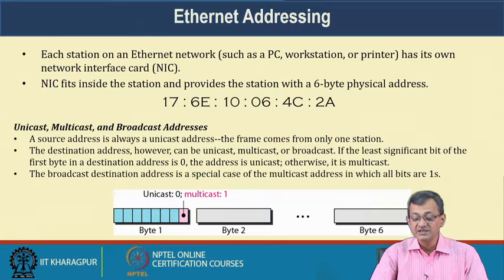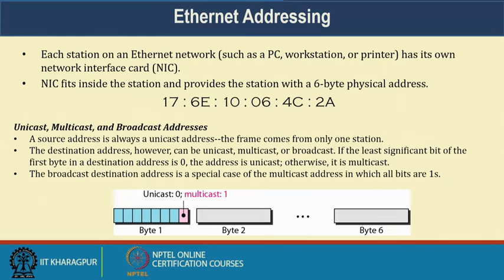If the least significant bit of the first byte in the destination is 0, the address is unicast, right, or otherwise it is multicast. So, say this address, what is this 7? 7 signifies 0, 1, 1, 1. That means the least significant bit of the first byte in the destination address is not 0, in this case it is 1. So, that means it is a multicast.